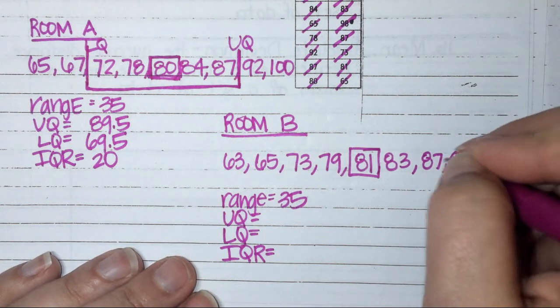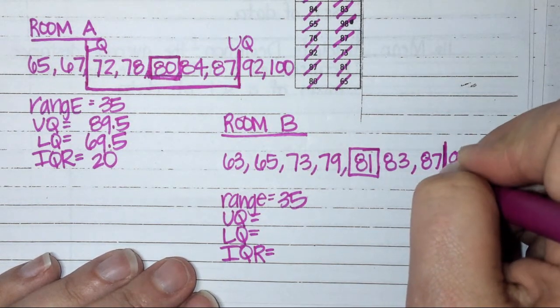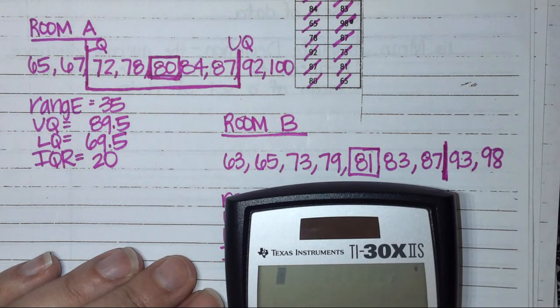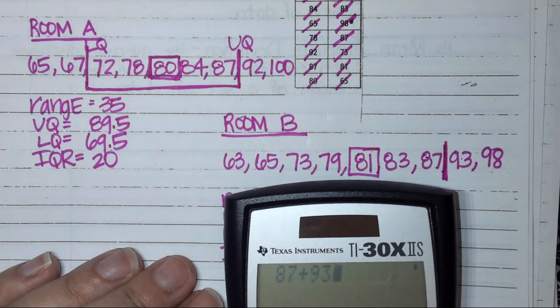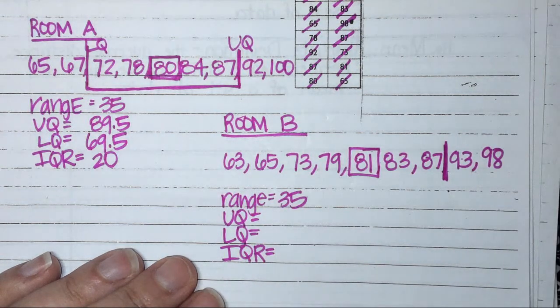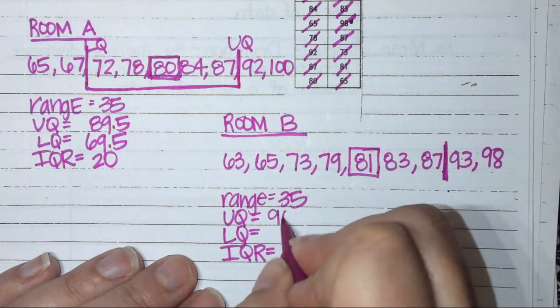We're going to do upper first. So between 87 and 93, I heard you both say both. Okay, so we're going to add those two together. 87 plus 93, and then divide by what? 2. Fantastic. And we get 90. So my upper quartile is 90.